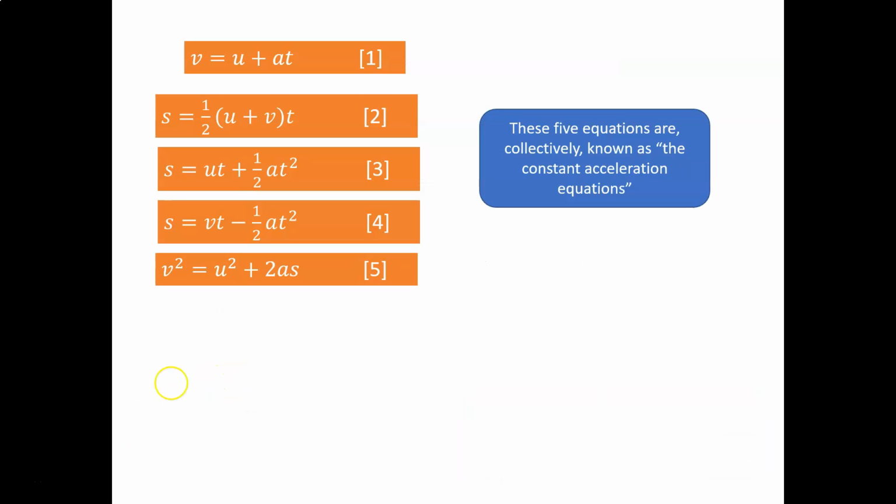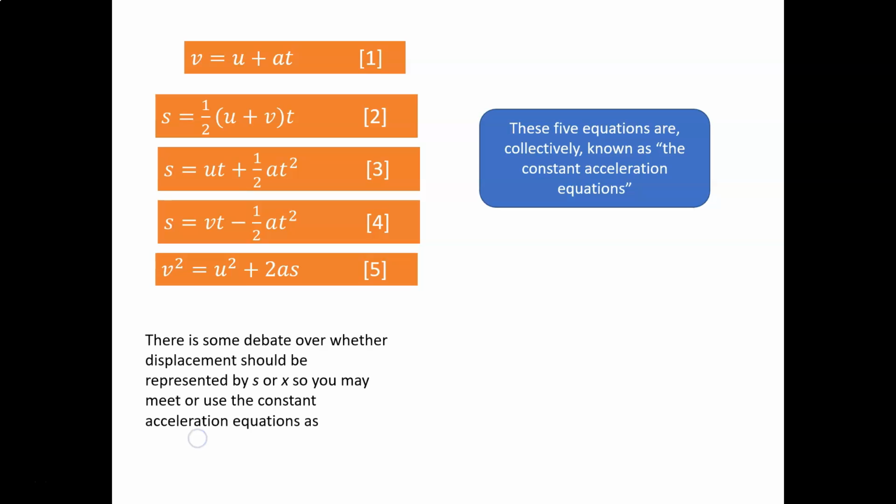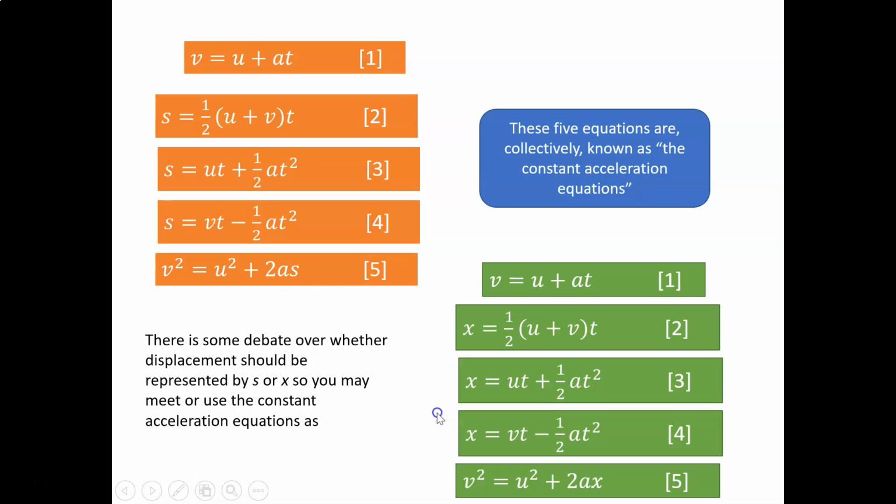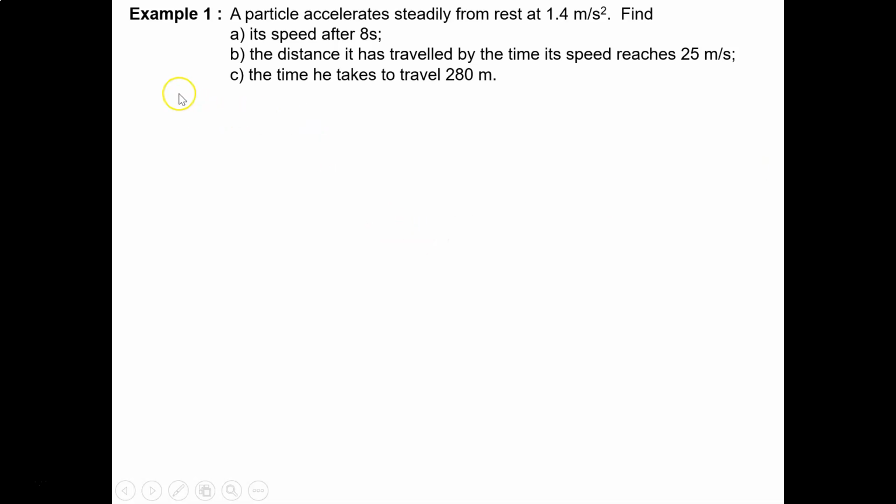Now, we saw how the equations of constant acceleration were developed in the last presentation, and you can use either S for displacement or X for displacement, and we'll have both in this presentation. Now, example 1. A particle accelerates steadily from rest, at 1.4 meters a second squared. Find its speed after 8 seconds. So let's do that first.